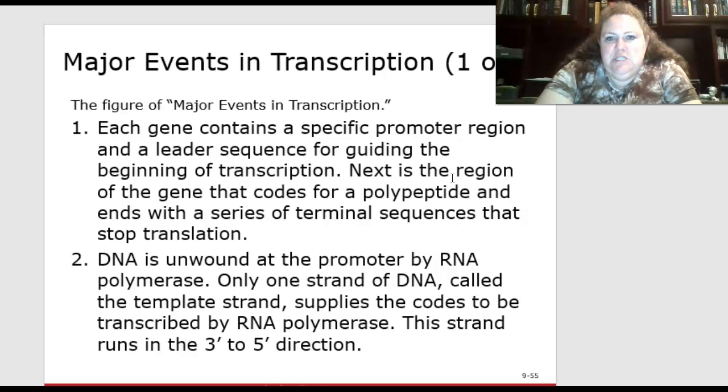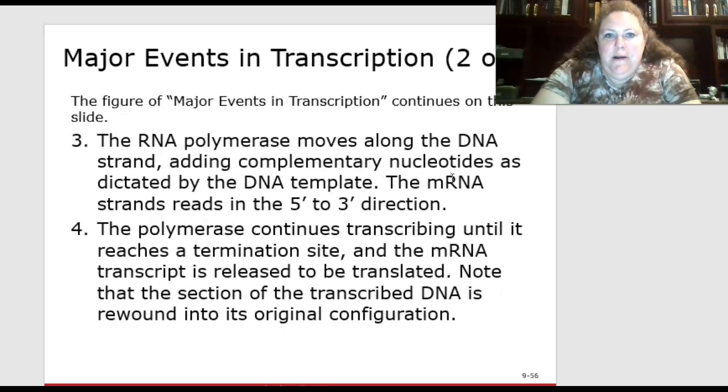Next is the region of the gene that codes for the polypeptide, and it ends with a series of terminal sequences that stop translation. And then DNA is unwound at the promoter by the RNA polymerase. And only one strand of DNA, which is called the template strand, supplies the codes to be transcribed by an RNA polymerase. And then this strand runs in the 3' to 5' direction.